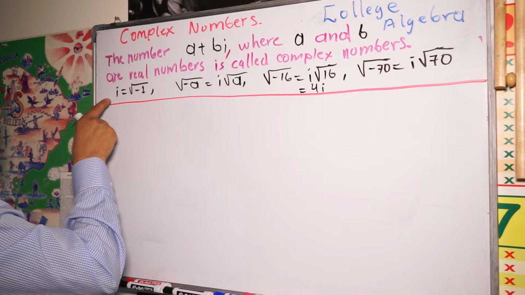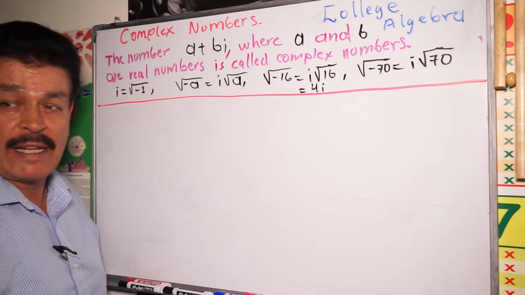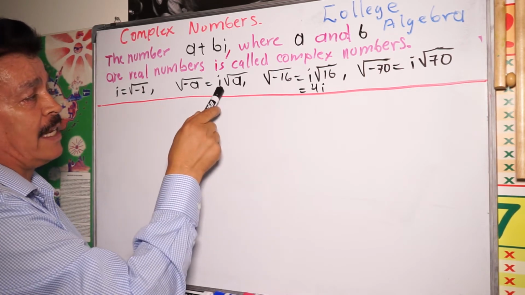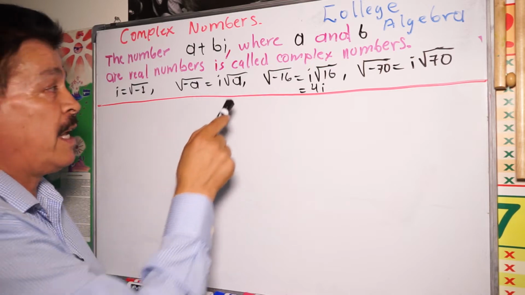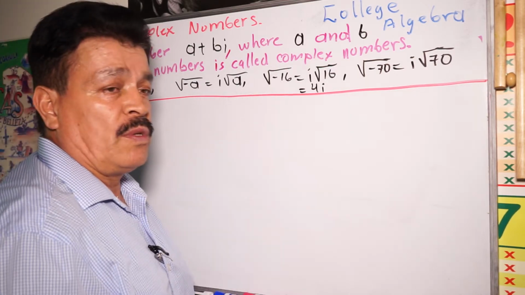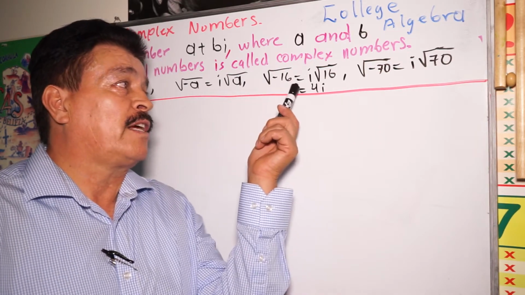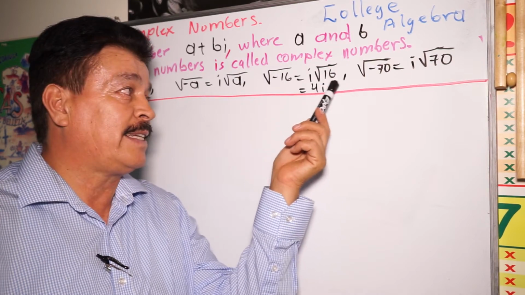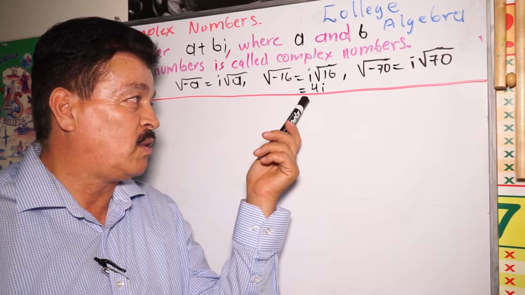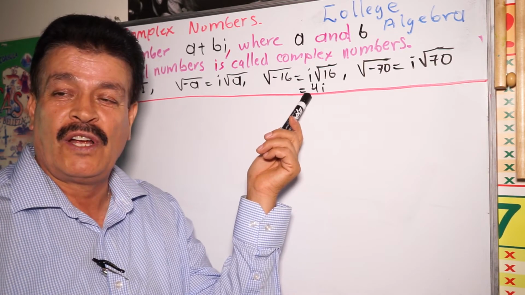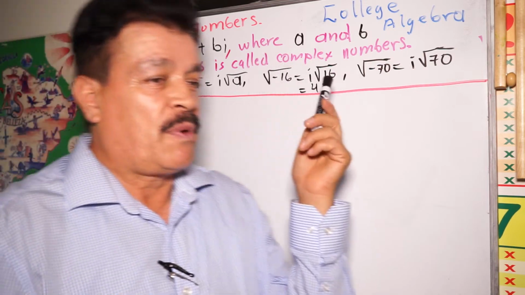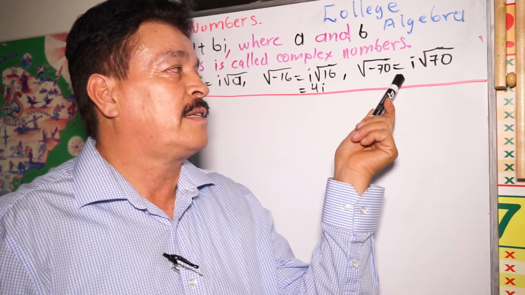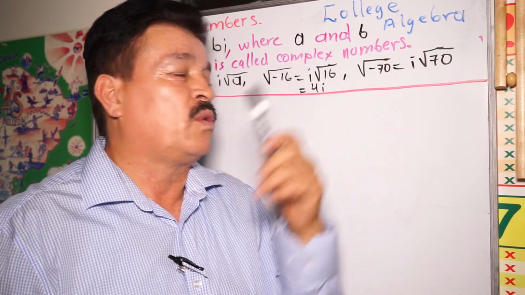the rules too. So i, for example, is equal to the square root of -1, right? The square root of negative a is equal to i times the square root of a. The square root of -16 is equal to i times the square root of 16. Therefore, this problem equals 4 times i, or 4i. Another problem: the square root of -70 is going to be equal to i square root of 70.